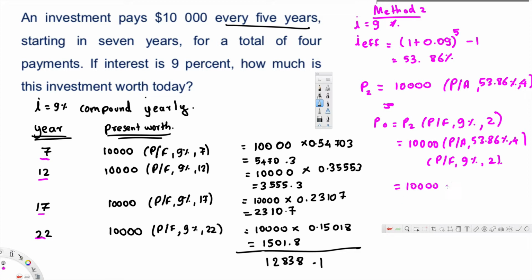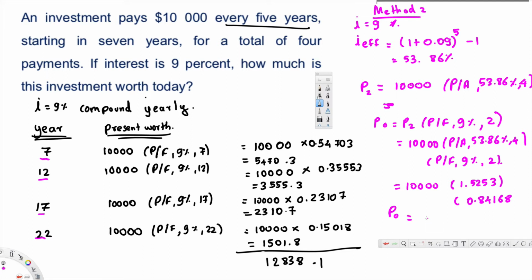that's going to be 10,000 times 1.5253 times 0.84168. So P0 is equivalent to 12,838, and that's the final value, the same value we got right here. And there's another method. Let's look at the third method.